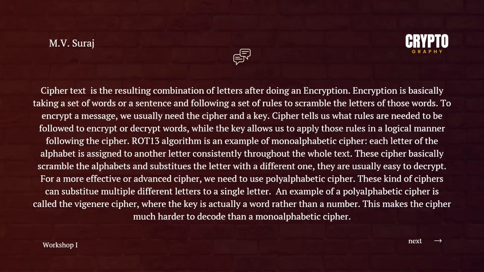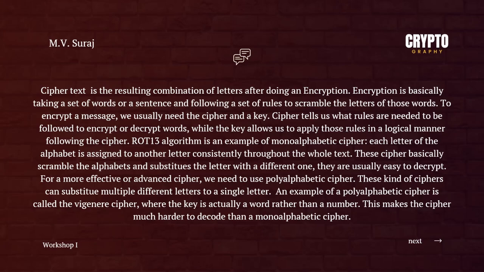To encrypt a message, we usually need a cipher and a key. The cipher tells us what rules need to be followed to encrypt or decrypt words, while the key allows us to apply those rules in a logical manner following the cipher. Cipher and ciphertext are different. Cipher is the rules that we follow, while ciphertext is the resulting text after we follow those rules. So you could say cipher is like rules in a jumbled order, while the key just arranges them like 1, 2, 3, 4, 5 sequentially, or however it's supposed to work.